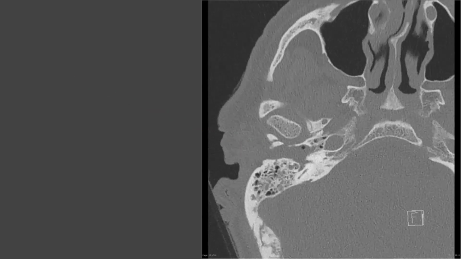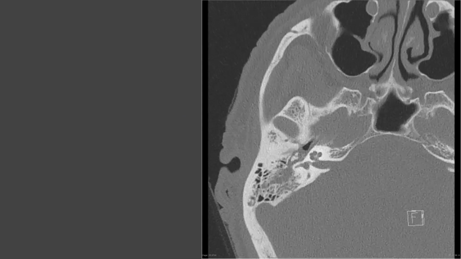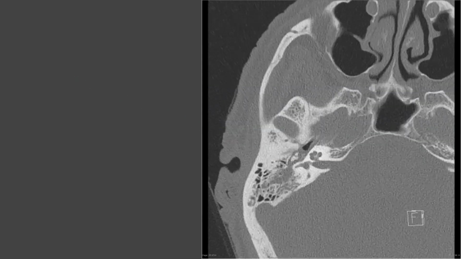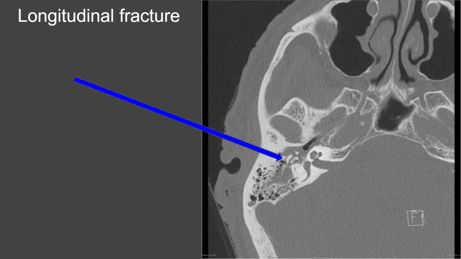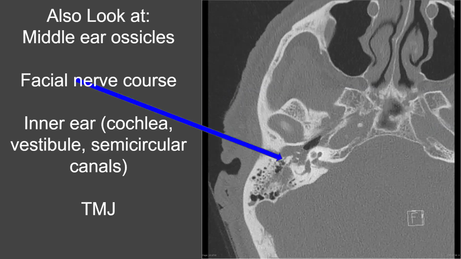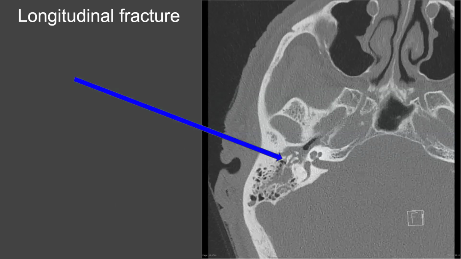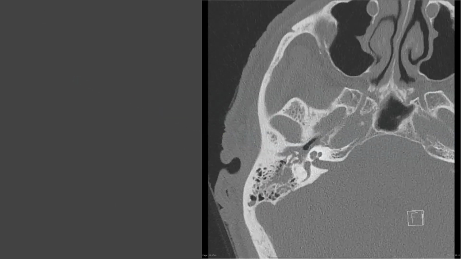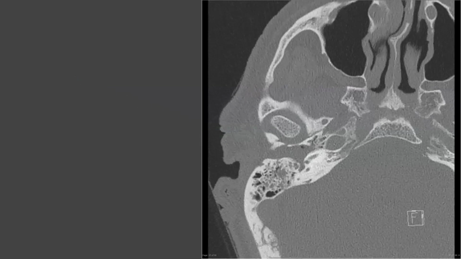Important to see if this is involved with trauma. It's kind of hard to tell. I don't think it is, because the fracture line doesn't go through it. But fracture lines certainly can go through the facial nerve, and again, these patients may present with symptoms referring to the facial nerve. And then we talked about the inner ear structures right here. It doesn't appear that any of them are involved in this fracture, but it's important to pay attention to those.